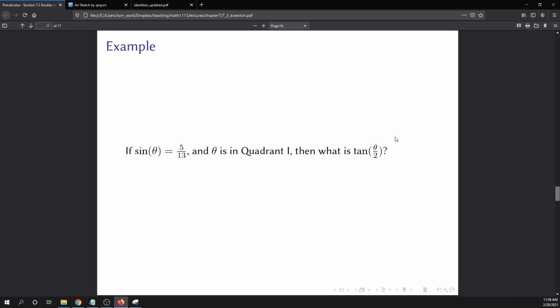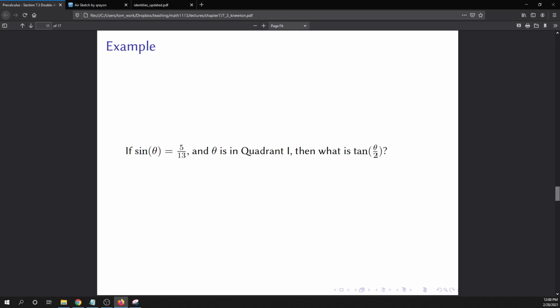In this video, we are going to work through the following problem. It says if the sine of theta is 5/13 and theta is in quadrant 1, then what is the tangent of theta over 2? Okay, so they want us to calculate tan of theta over 2.